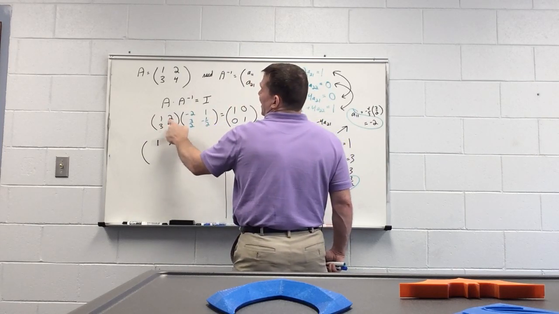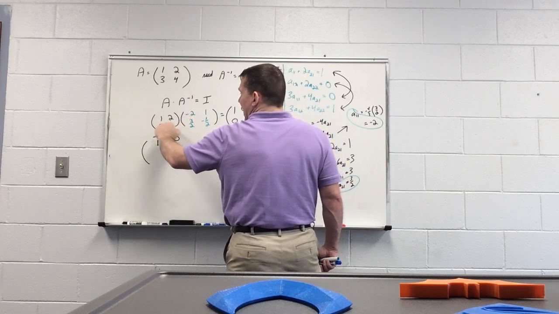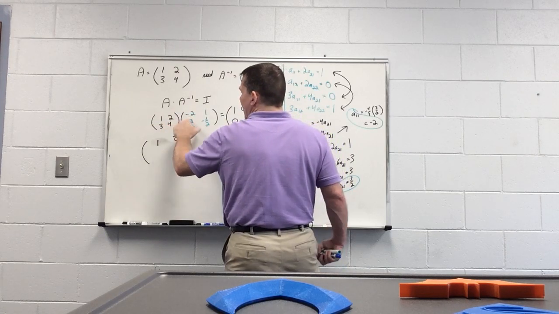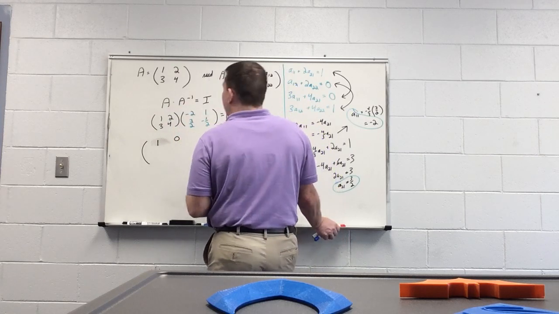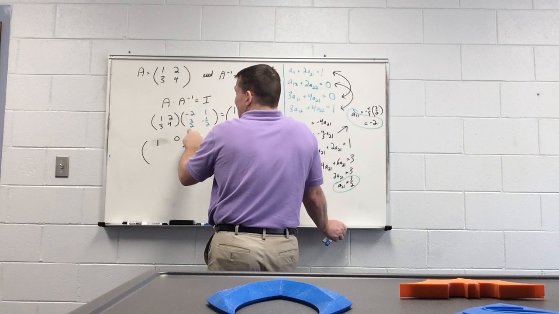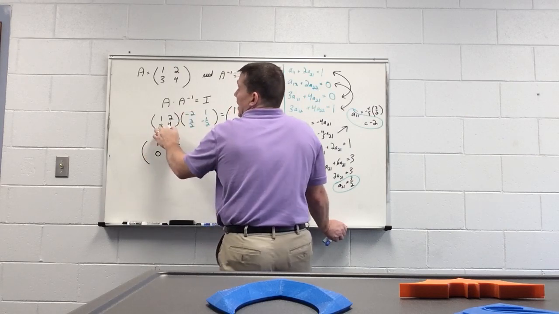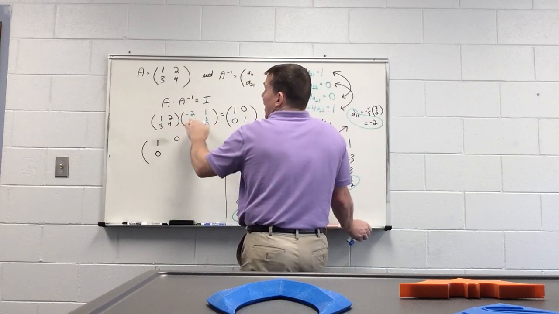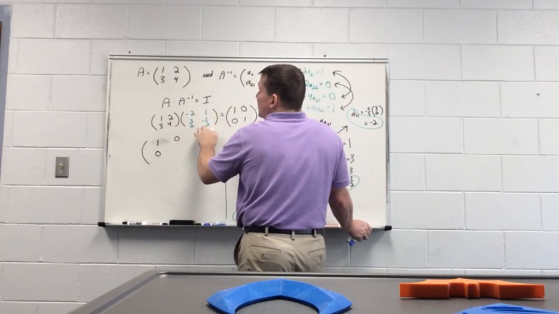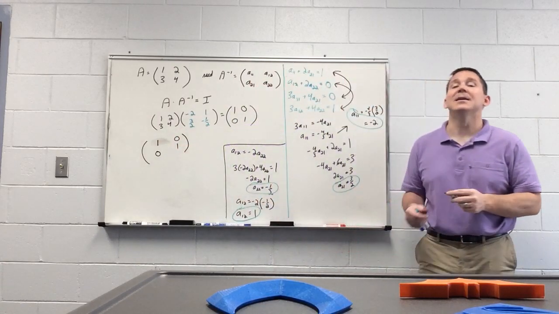2 for 2. 3 times negative 2 is negative 6. I'm sorry, 3 times negative 2 is negative 6. 4 times 3/2 is 6. Negative 6 plus 6 is 0. 3 times 1 is 3. 4 times negative 1/2 is negative 2. 3 minus 2 is 1. So I get the identity.